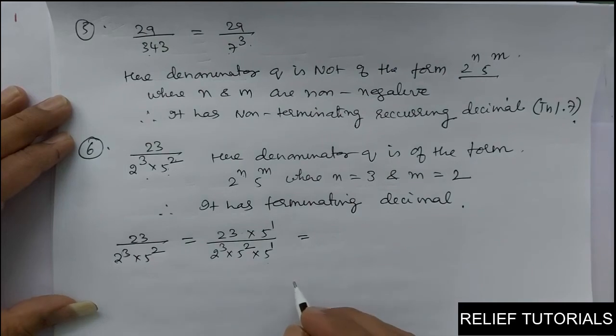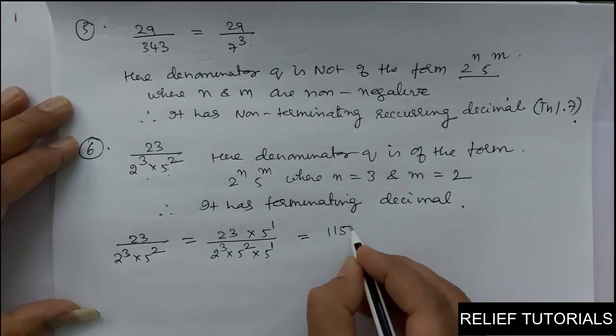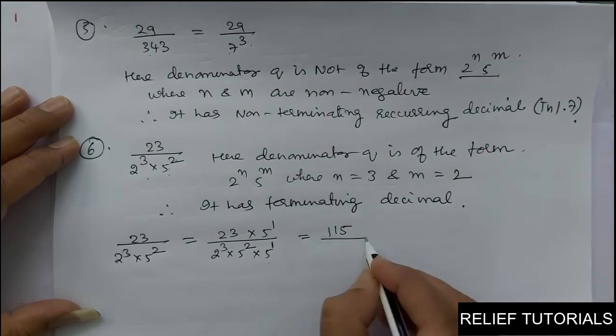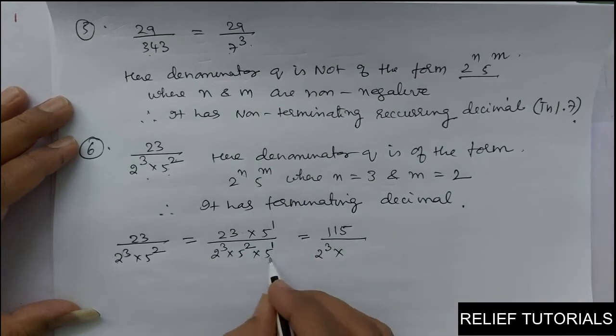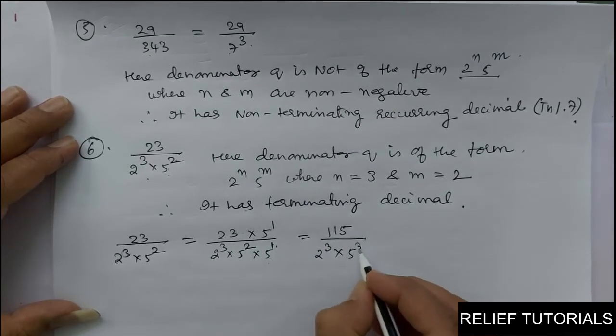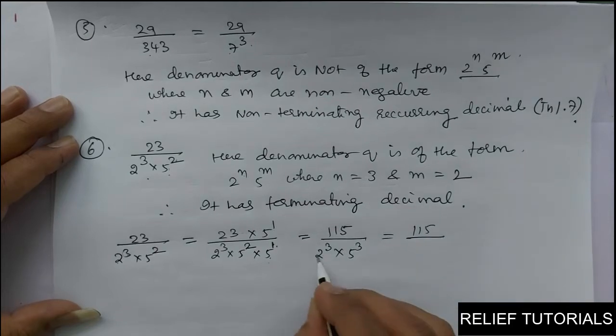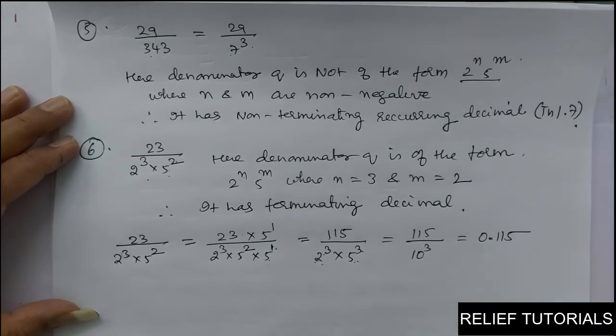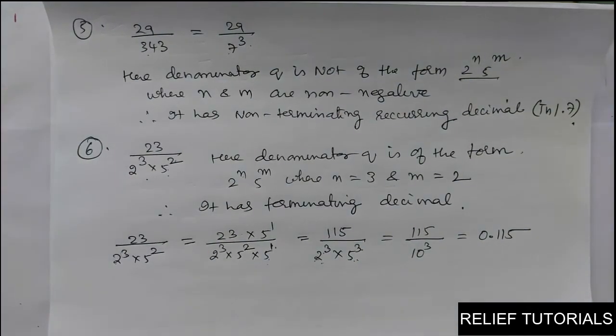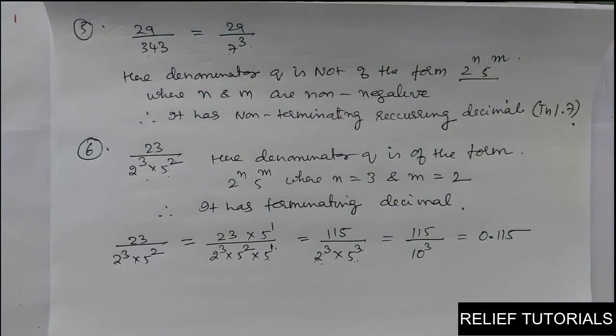Now 23 into 5 is 115, so we got 115 upon, here you see, I can write 2 cube into 5 raised to 2 plus 1, so 5 cube. So this will be 115 upon 2 raised to 3 into 5 raised to 3, the powers are the same. So 2 into 5, 10 raised to 3. So that will be 0.115. So this is the decimal form. Have you got it, friends? So it is easy.